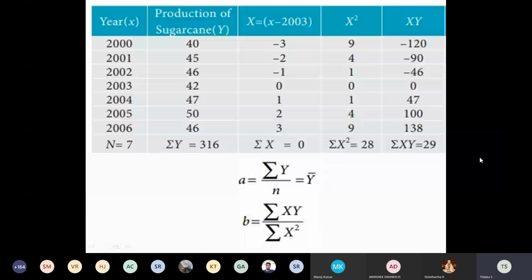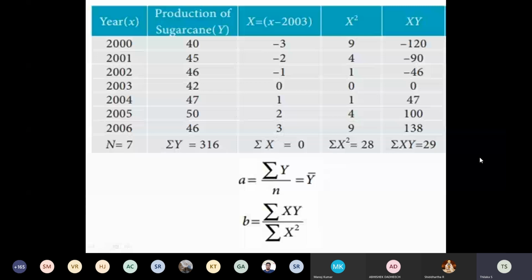And sigma y is the sum of the variable y. So here it's 316, and sigma x is equal to 0. This is the condition for arriving at this point. We are taking the 0 as the mid value. And sigma x squared is equal to 28, and sigma xy, you have to keep in mind we are having some negative signs too. So the positive numbers are added together and the negative numbers are added together, and the positive minus negative. So this gives the value of 29.